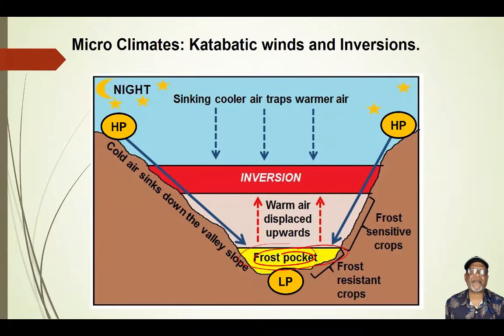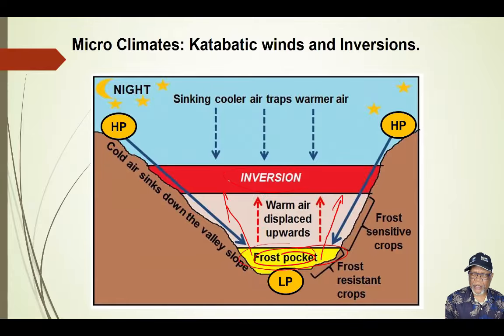What is temperature inversion? Temperature inversion is the increase of temperature with an increase in height. You can see the temperatures here are lower, but when you go up there, the temperatures are higher. So what is that process called? It's an increase of temperature with height, so we call it temperature inversion.